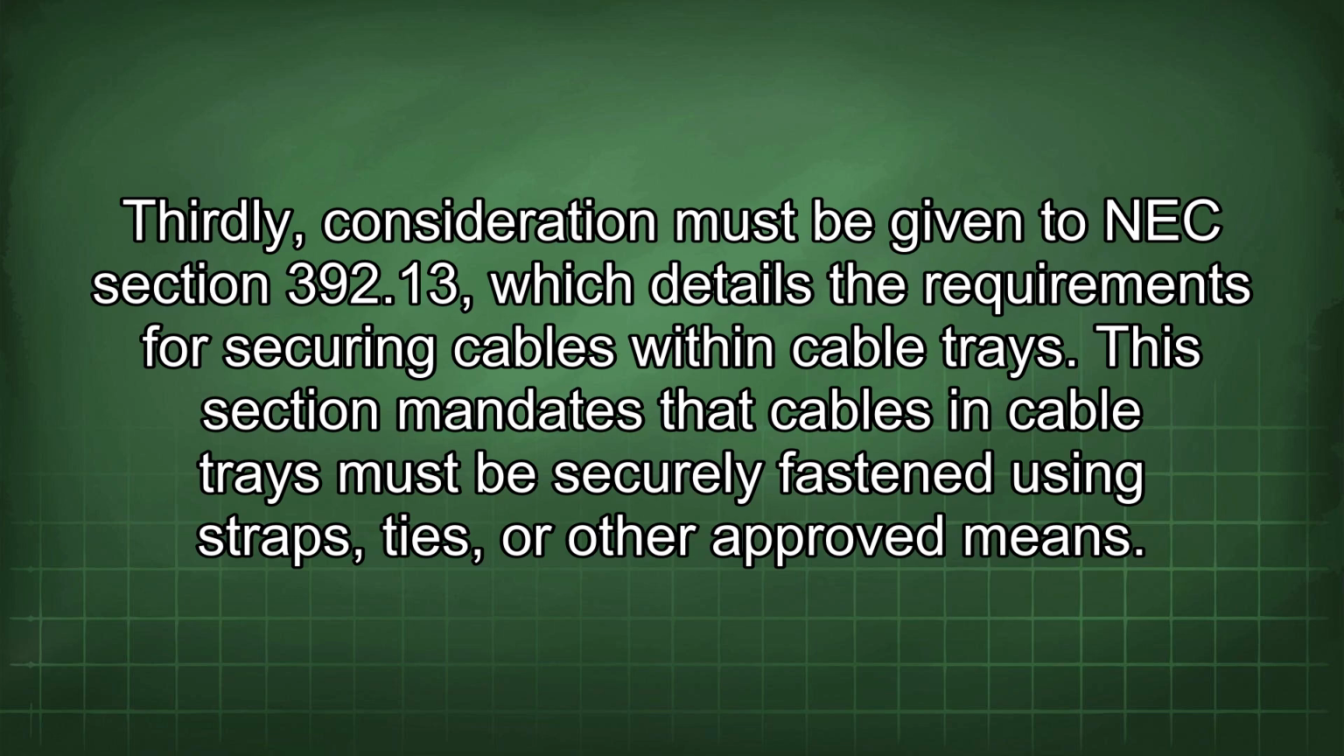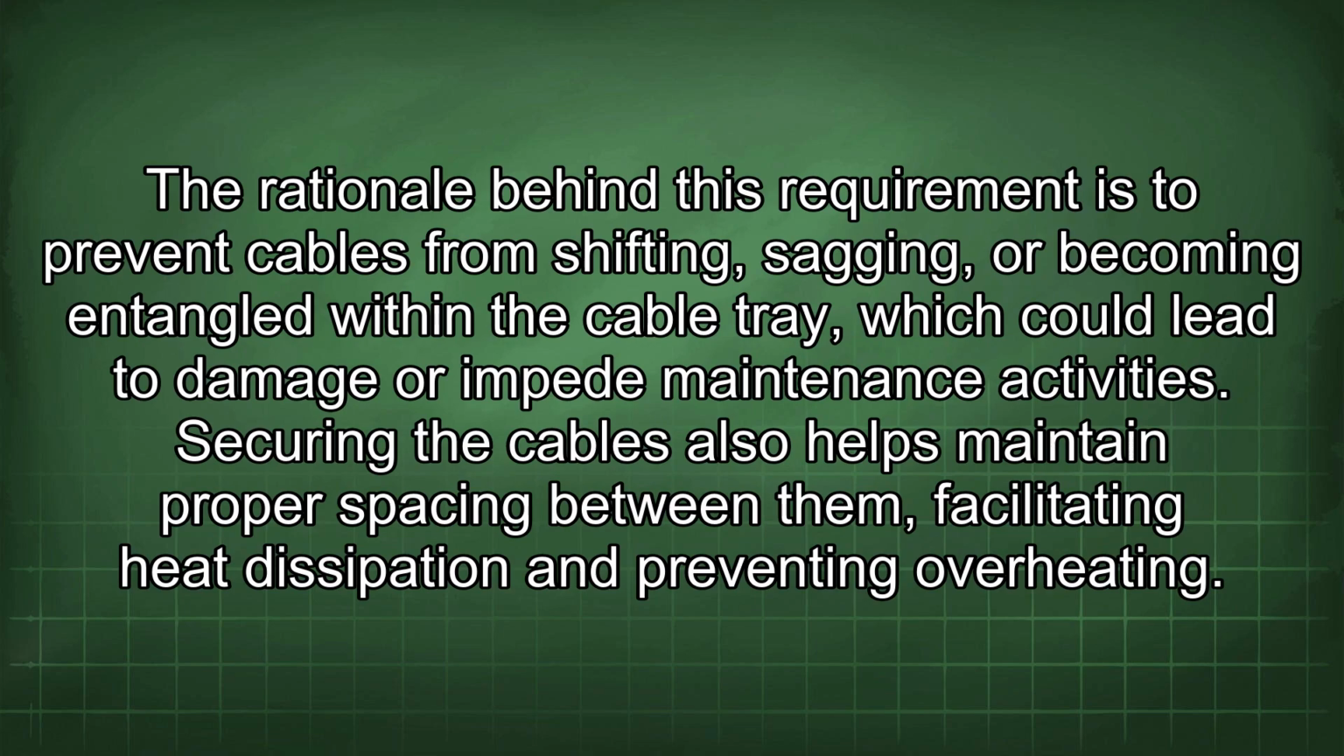Thirdly, consideration must be given to NEC section 392.13, which details the requirements for securing cables within cable trays. This section mandates that cables and cable trays must be securely fastened using straps, ties, or other approved means. The rationale behind this requirement is to prevent cables from shifting, sagging, or becoming entangled within the cable tray, which could lead to damage or impede maintenance activities. Securing the cables also helps maintain proper spacing between them, facilitating heat dissipation and preventing overheating.